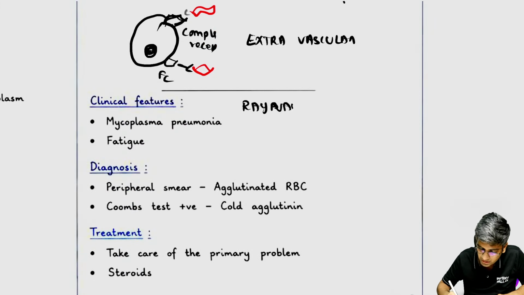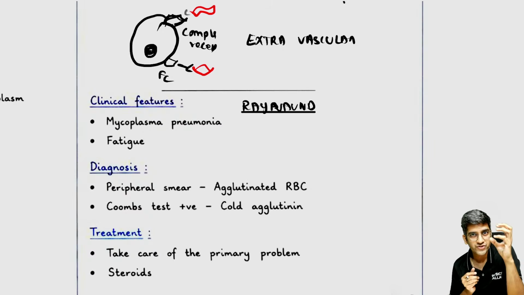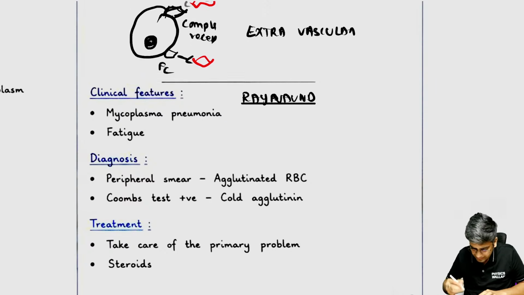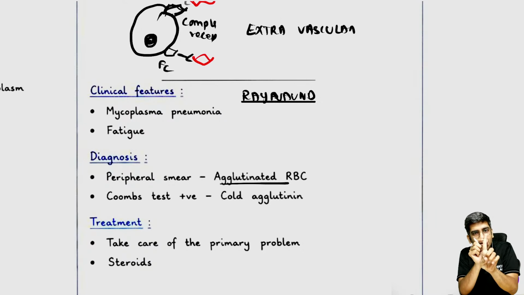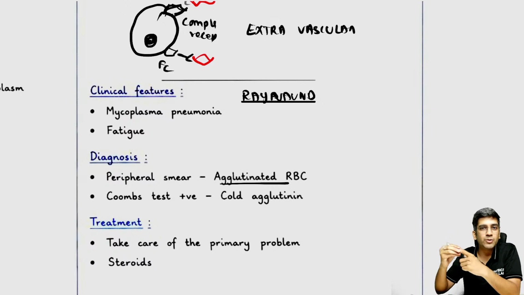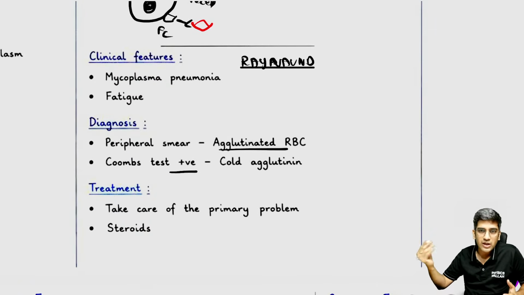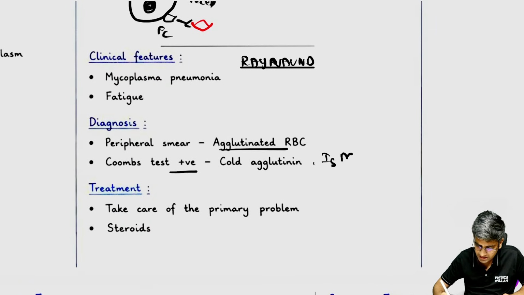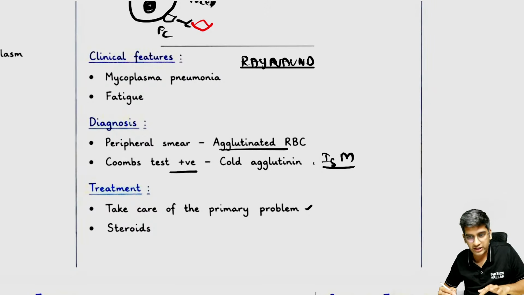You'll have Raynaud's phenomenon. Why do you have Raynaud's phenomenon? Because here I'll have agglutination of RBCs. That's why cold agglutinin type. That's classical in microscopy. You'll have clumps of RBCs. That clump can go and obstruct my vessels, which can result in the pale, blue or red color change in the fingers, the acrocyanosis or Raynaud's phenomenon. Very, very classical. Again, Coombs positive. I can pick up serology. I can demonstrate IgM antibody. Diagnosis sorted. Treatment, same. Take care of the primary problem, steroids. That's how we treat cold agglutinin type.